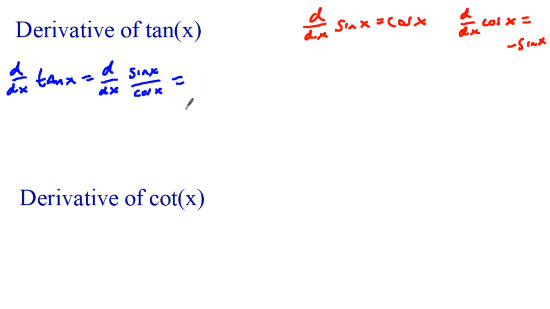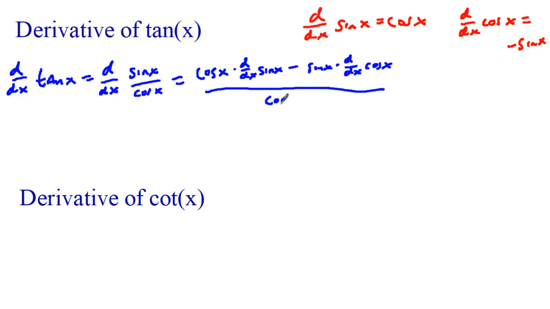So we're going to be using the quotient rule. Remember, how do we do the quotient rule? We do the bottom guy, cosine of x, times the derivative of the top guy, sine of x, minus sine of x times the derivative of the bottom guy, cosine of x, over the denominator squared, cosine squared of x. So on the numerator, we have cosine of x. What's the derivative of sine of x? It's cosine of x. So you can see I have cosine squared right there.